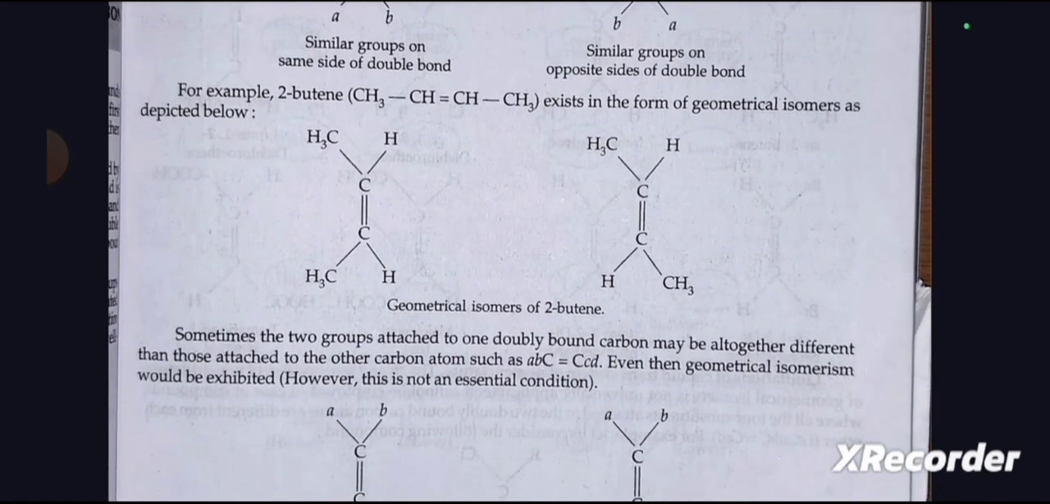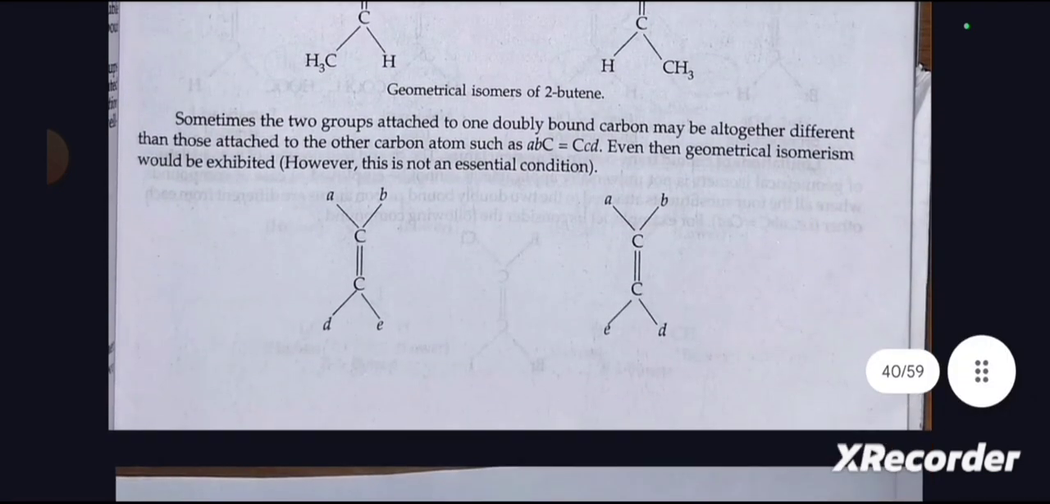For example, 2-butene, CH3CH=CHCH3, exists in the form of geometrical isomers as depicted below. CH3CH=CHCH3, CH3CH=CHCH3, geometrical isomers of 2-butene.